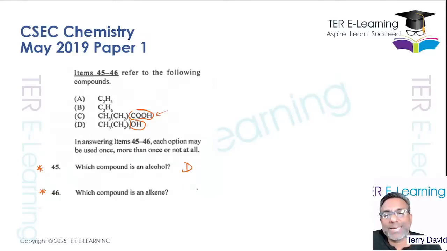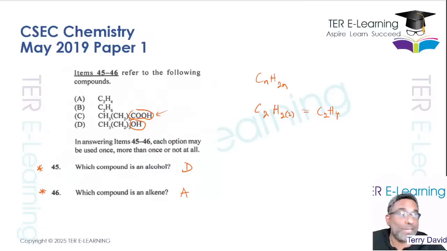Which compound is an alkene? If something is an alkene, it should have a general formula given by CnH2n. If you look at the compounds here, the only one that follows that is going to be A. Because if you put C2H2 by 2, you're going to get C2H4. So that's the answer for question 46. It's going to be A. You all said I missed out 44. Yeah, I did.